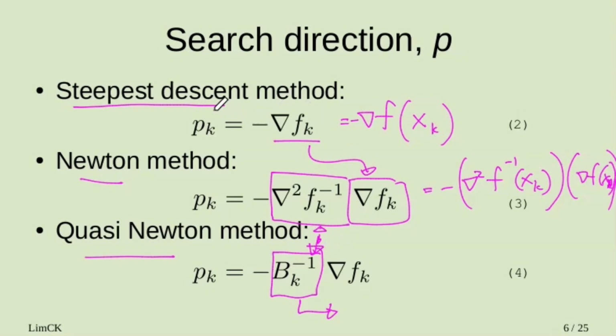The difference between the steepest descent method and the Newton method is whether you use the gradient only or you use the information from the Hessian, which is more effective if and only if the Hessian is always positive definite.